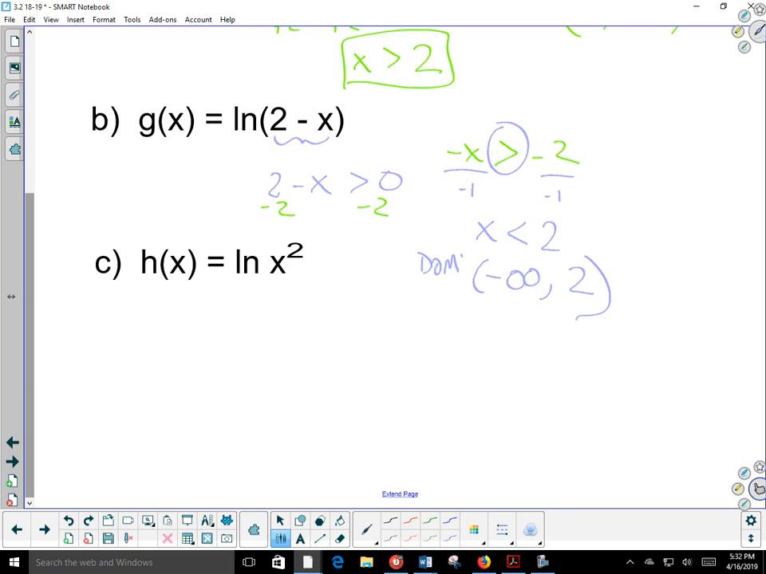What about this one? ln of x squared. Well, this x squared has got to be greater than 0.